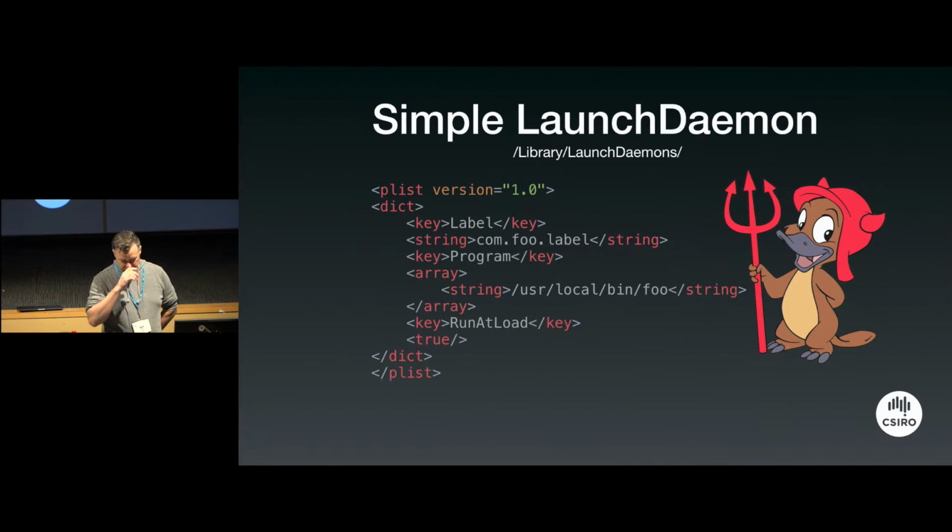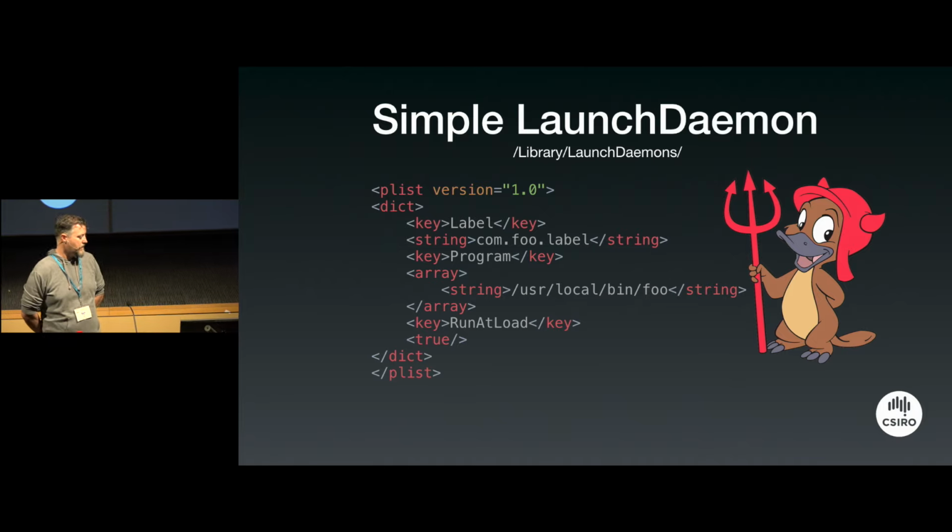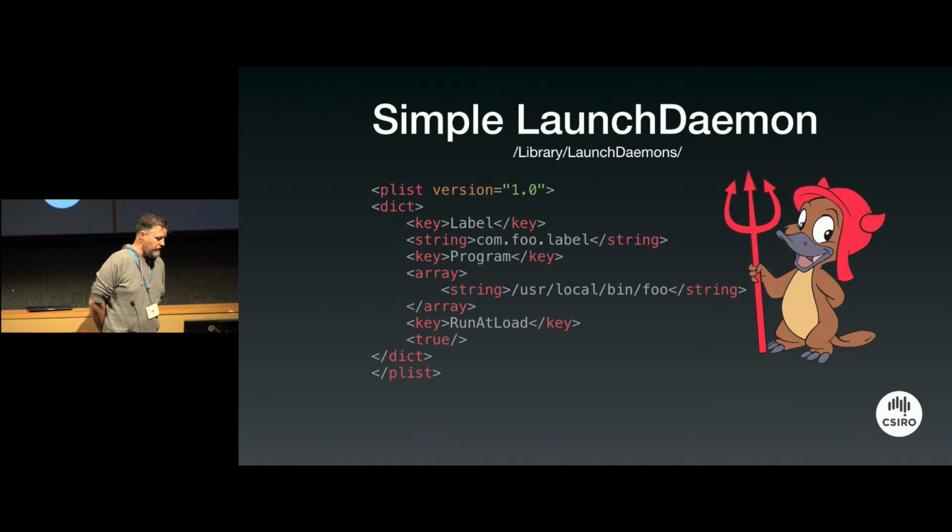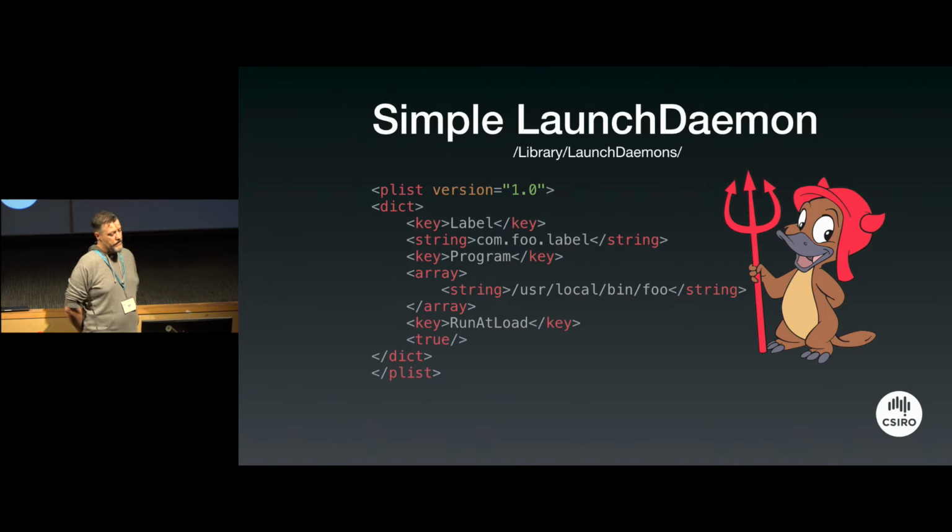Anyway, so what's the difference between agents and daemons? So this is a launch daemon. Daemons run as a system. They don't have any GUI interaction at all with the system or with the user, and they should be fully self-contained. But just as an example, you can see the structure of a very simple agent.